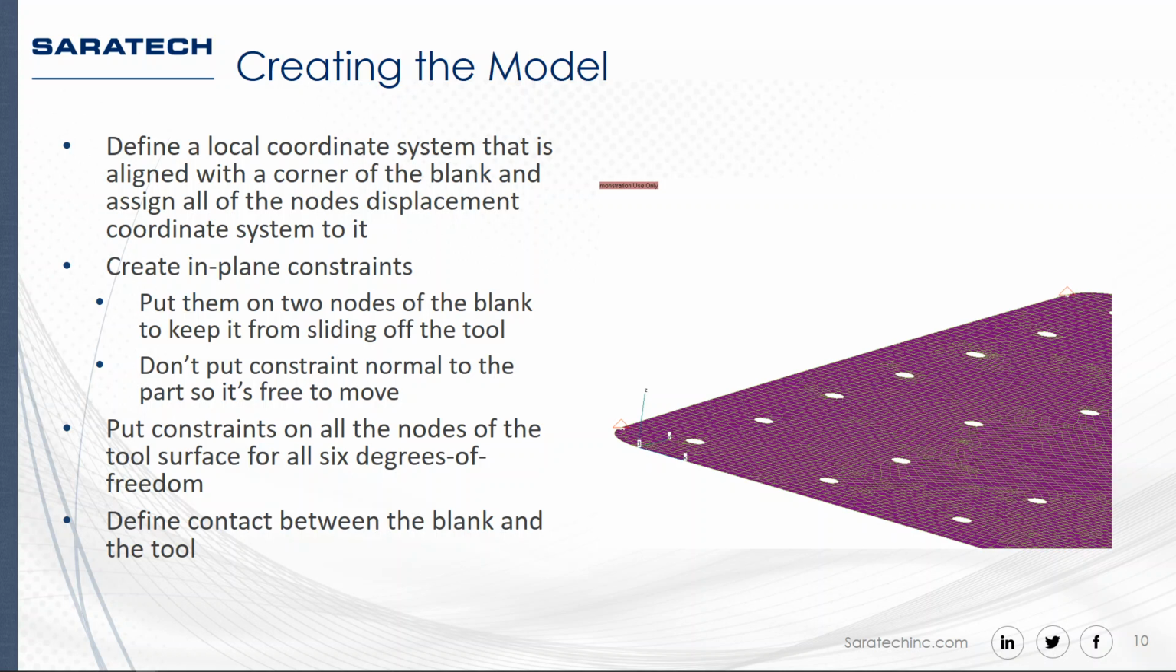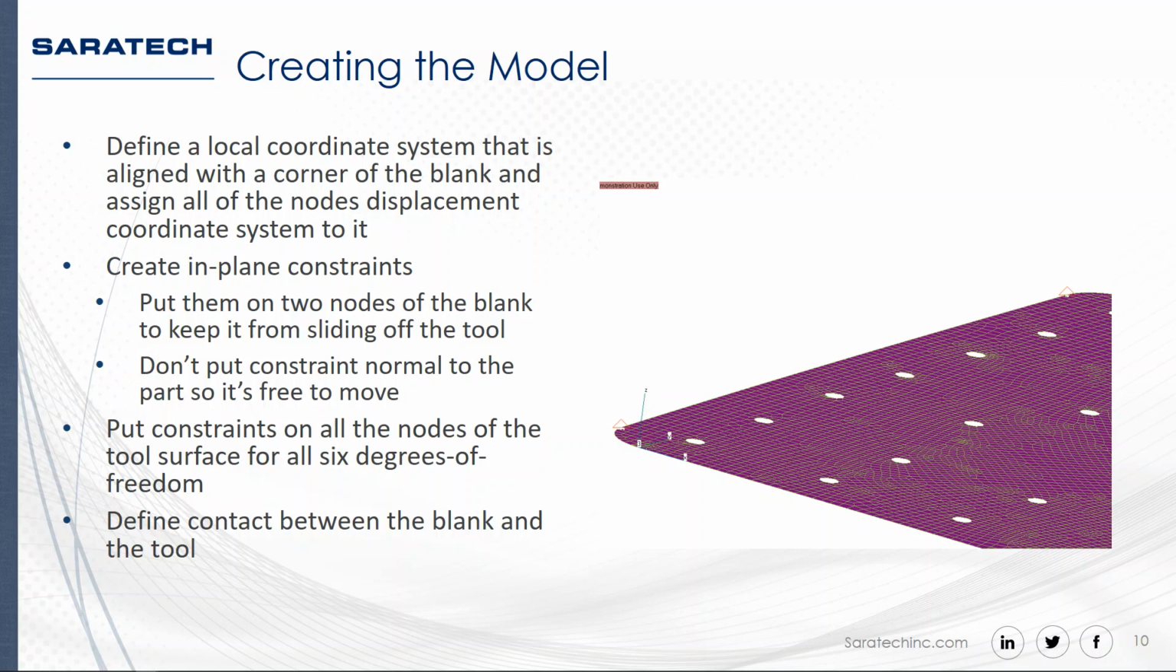So I don't want my blank to be moving around while I'm trying to form it, and so that will hold it in place. I won't constrain it in the normal direction though, because I want it to be free to move up and down as I apply pressure. I do, however, want to constrain all 6 degrees of freedom of the tool surface. Obviously, I don't want it to move, I want it to be rigid.